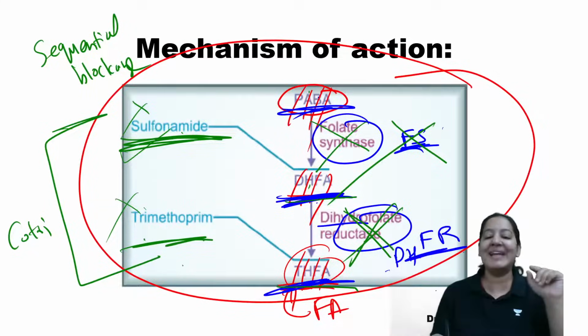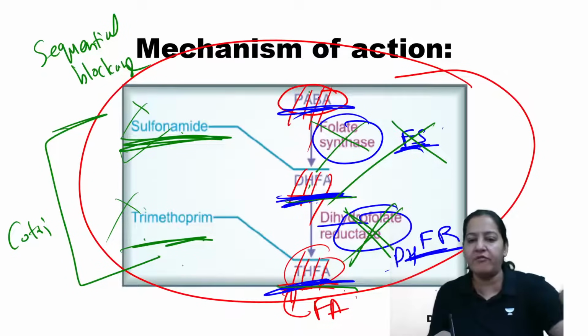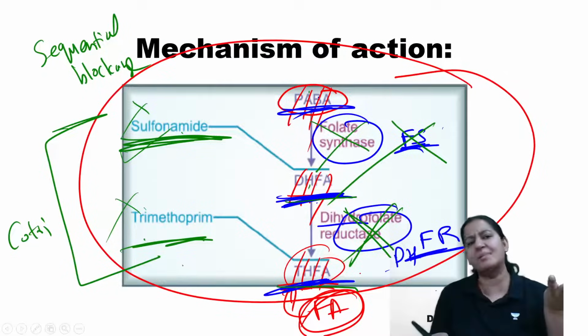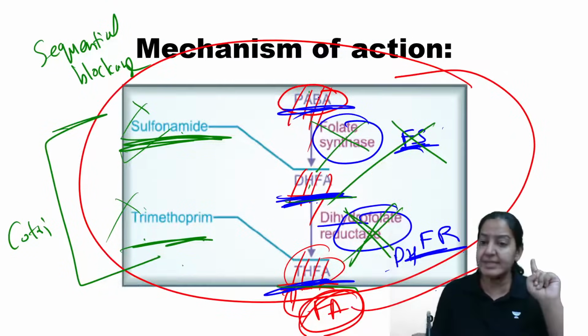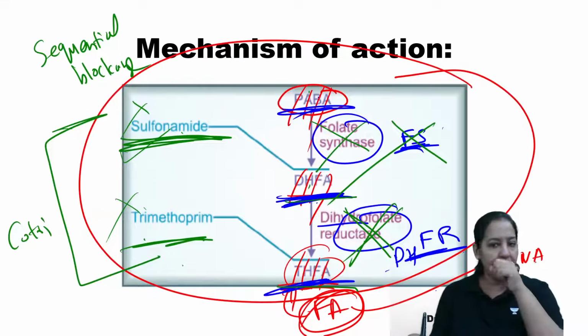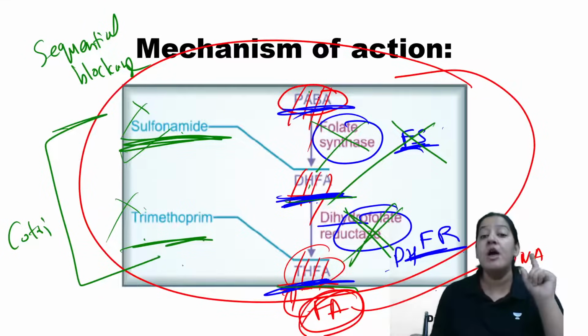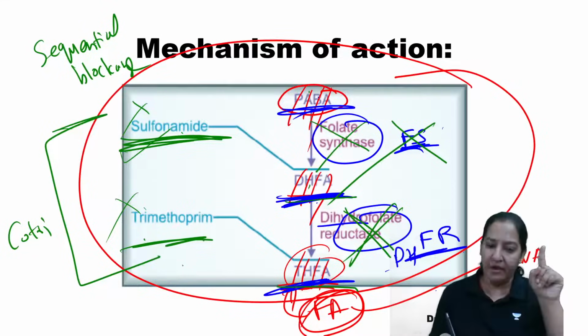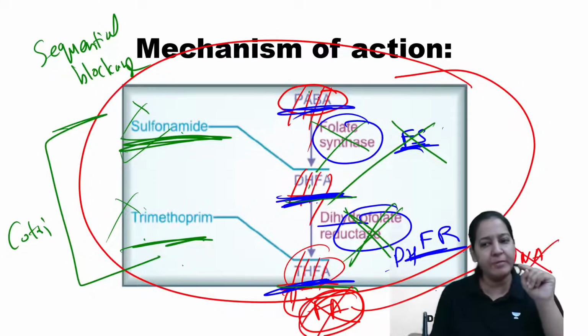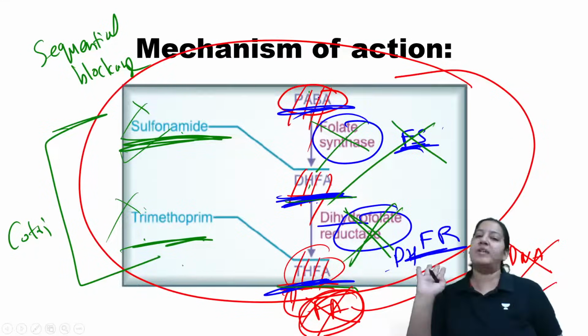Give me a thumbs up. So ultimately, inside bacteria, folic acid will not form. You will say, so what, ma'am? In the bacteria, folic acid is absent, but folic acid is required for DNA synthesis, without which DNA cannot be synthesized. So if folic acid is absent, DNA cannot be synthesized, nucleic acid cannot be synthesized, and the bacteria will die. So this is how they act.